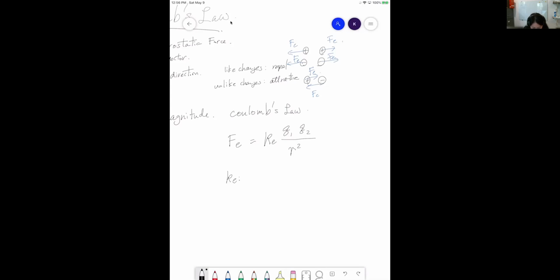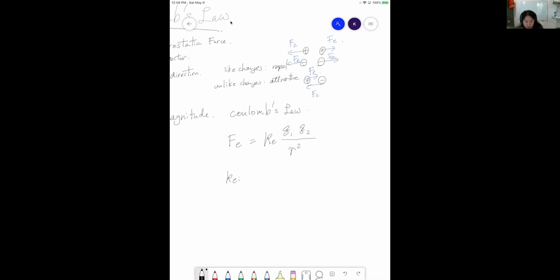FE. And again, FE is equal to KE Q1 Q2 divided by R squared. This is the magnitude. If you have plus and plus, Q1, Q2, then this is the distance between them, R, right? Then the force applied on these is going to be in this direction, repulsive. Again, you can find the value with KE, Q1, and Q2 divided by R squared.